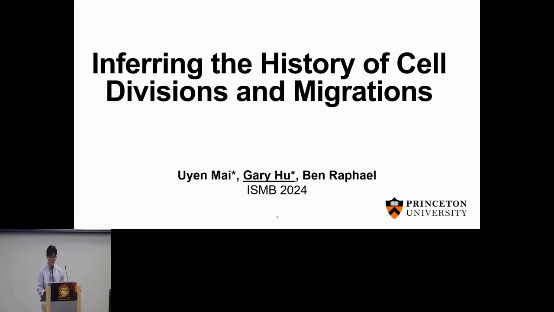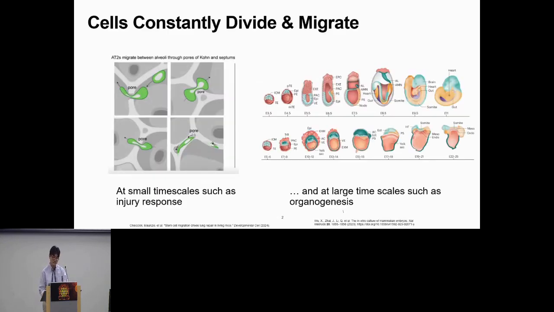I'm excited to present some work that I've done jointly with Uyghur Mai, my advisor Ben Raphael, on inferring the history of cell divisions and migrations. So as we all know, cells constantly divide and migrate. This happens at very small time scales, such as injury response, but also at large time scales, such as organogenesis.